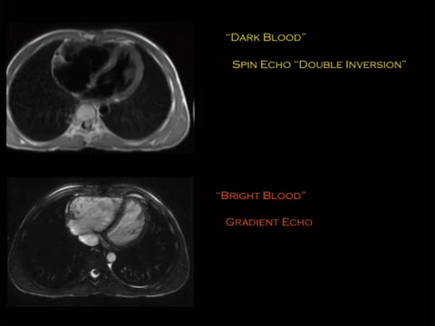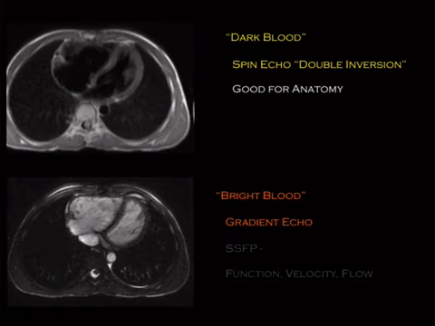The bright blood sequence is a gradient echo sequence. Now, where the dark blood sequence is excellent for anatomy, the bright blood sequence is good for function and velocity and flow. And usually this is the one that you'll see that's the cine loop, the SSFP, or the steady state free precession, where you can see the contractility of the heart. It runs in a loop.